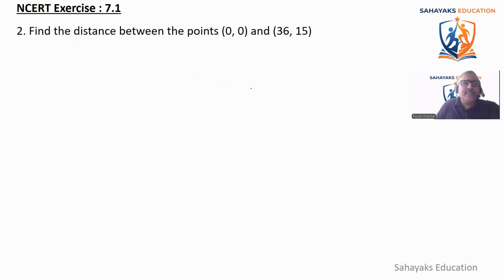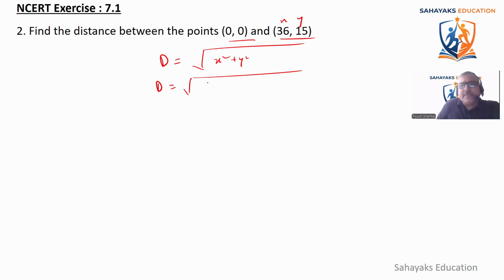Okay, coming to next. Find the distance between the points 0, 0 and 36, 15. So we already know the distance formula in this case is directly square root of x square plus y square, where this is x and this is y. We can also find it using the normal formula. That will be a little lengthier, hardly 30 seconds more. So let's do it from the original formula instead of remembering this formula. I'll just say 36 minus 0 whole square plus 15 minus 0 whole square. So it will become square root of 36 square plus 15 square.